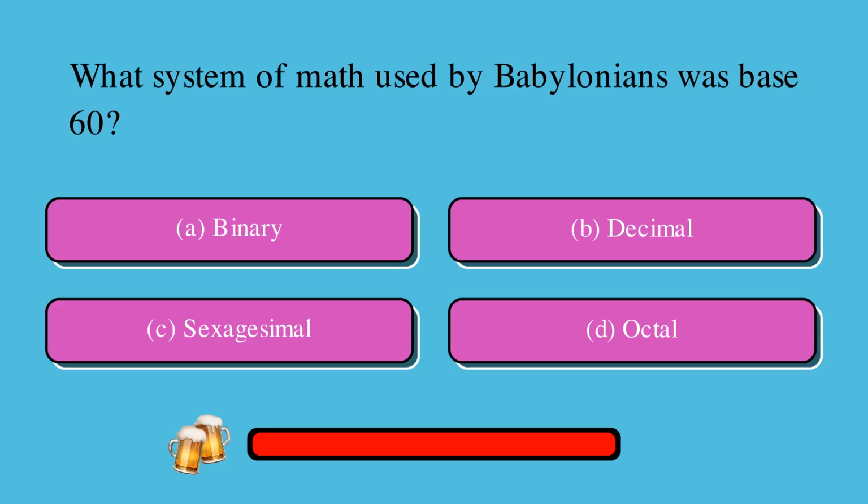What system of math used by Babylonians was base 60? Is it A, binary, B, decimal, C, sexagesimal, or D, octal? The correct answer is C, sexagesimal.